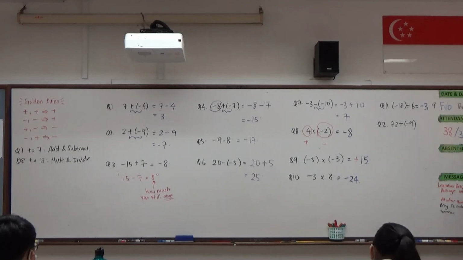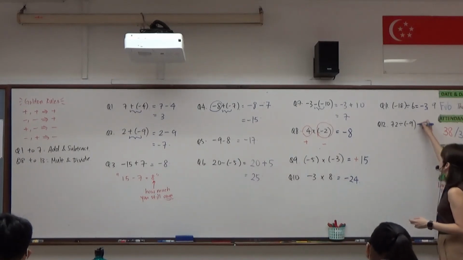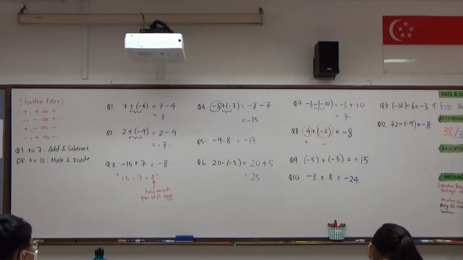And then 72 divided by negative 9. I realize that when it came to multiplication, some of you are hindered by not knowing your times table. So that's why answers end up wrong. 72 divided by negative 9. Tracy, what's the answer? Negative 8. 72 divided by 9, you get 8.